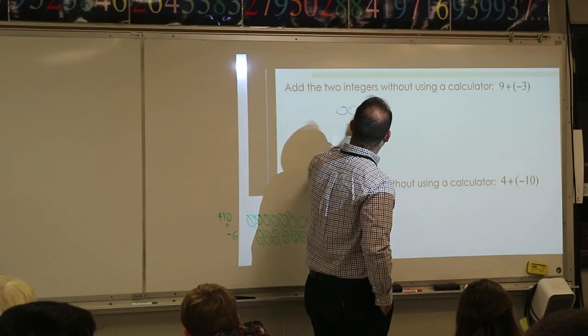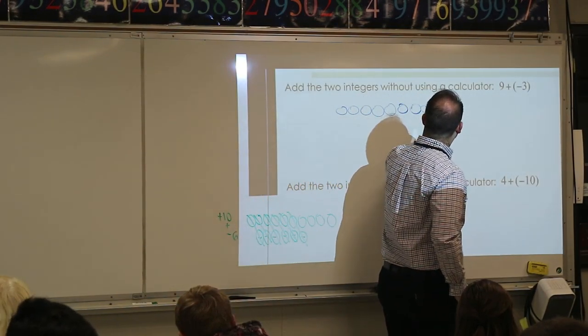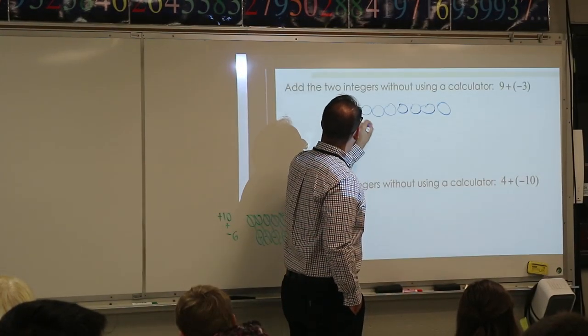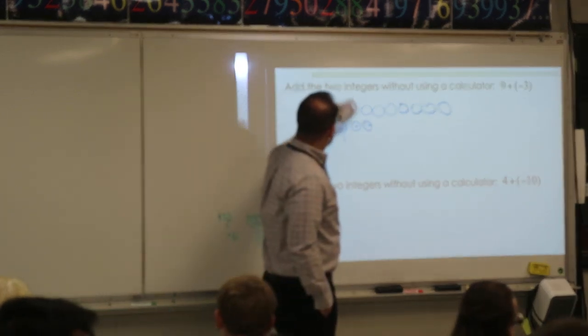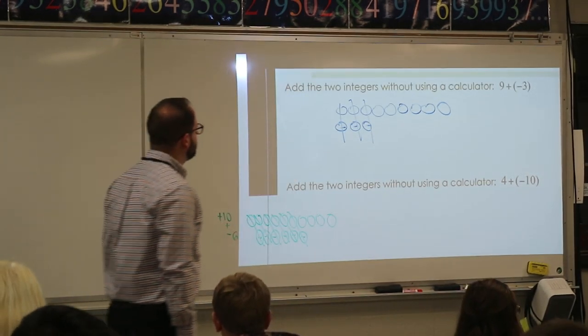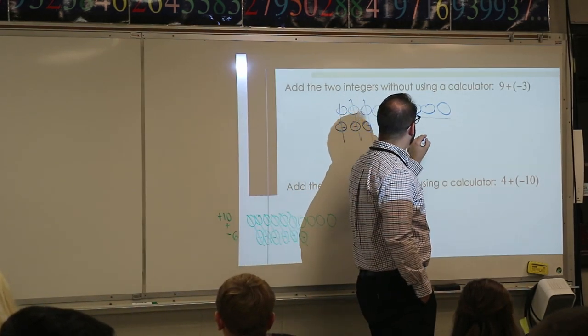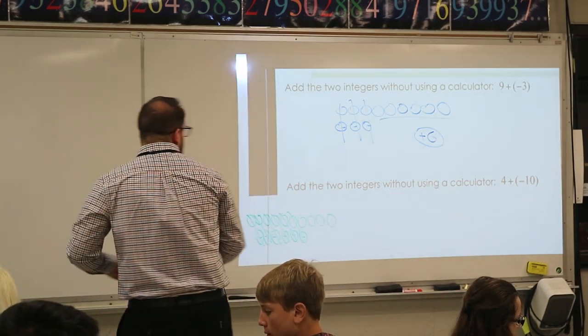Nine positives, there you go. 5, 6, 7, 8, 9. You had 3 negatives. Here's my negatives. They would cancel each other out. That's how the opposites work. And what's your final answer in the long run? 6. There's 6 positives left over. Okay, we're done. Pretty nice and pretty easy.